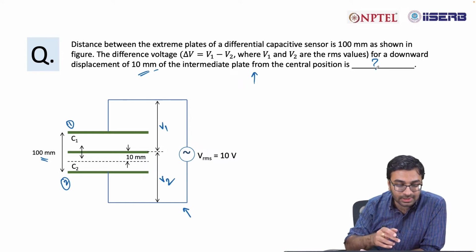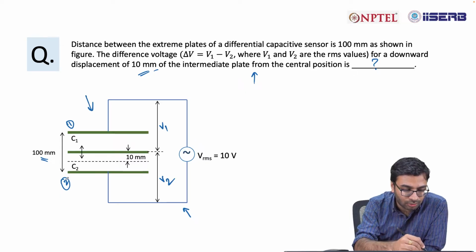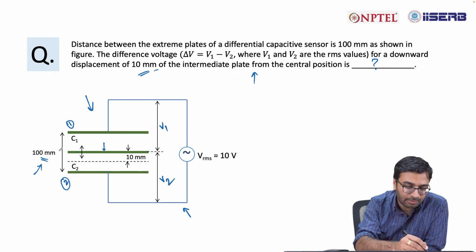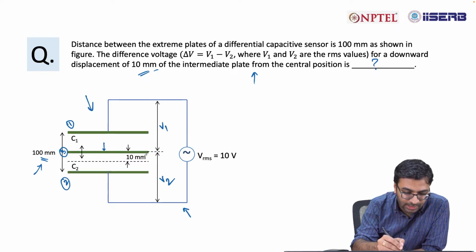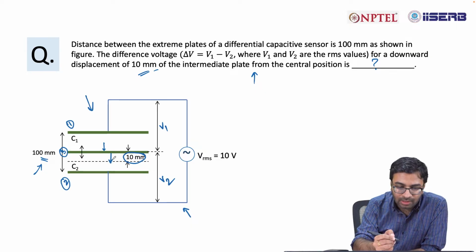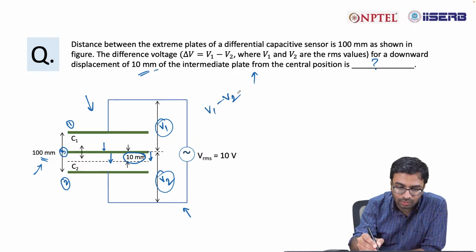So what they are saying is, this is your sensor structure where you have two plates 1 and 2, separated by a distance of 100 mm, and it also has an intermediate plate, say plate 3. Now if this plate deflects by 10 mm in the downward direction, then what will be the difference voltage? If it is in the middle, say the voltage is V1 and V2. Now if it goes down by 10 mm, then what will be the V1 minus V2 value, that is delta V value.